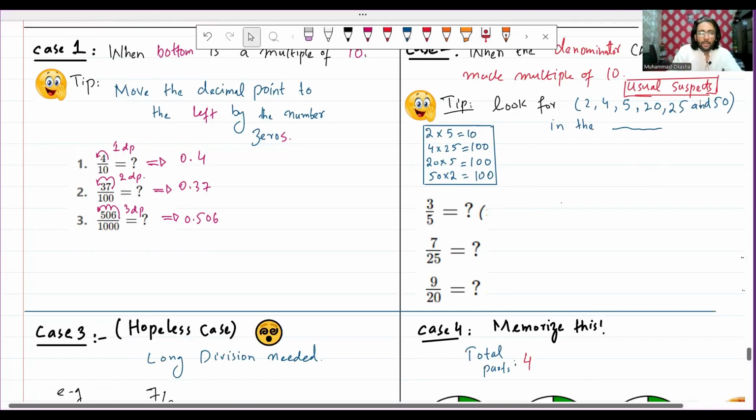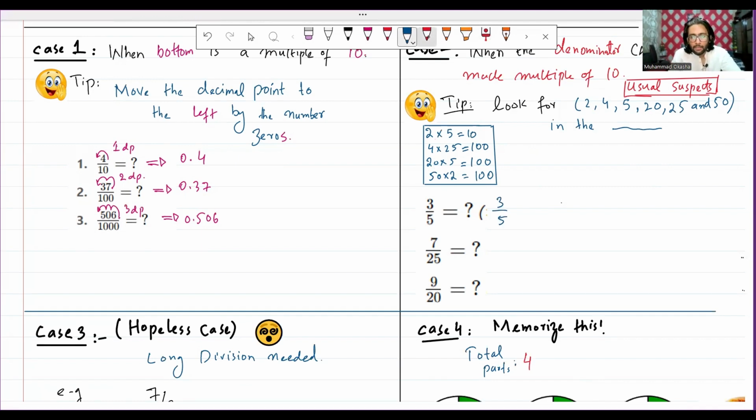Let's see. So I have 3 divided by 5. If I look at my table, I can just multiply both sides by 2. So I'm going to get 3 times 2 is 6, 5 times 2 is 10. So we have a 10 on the bottom, which means I'll move my decimal point 1 decimal place to the left. The decimal point right now is over here. It'll be 0.6.